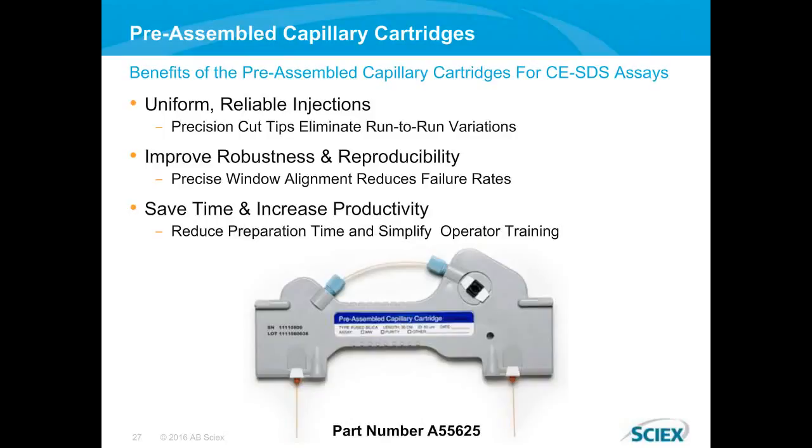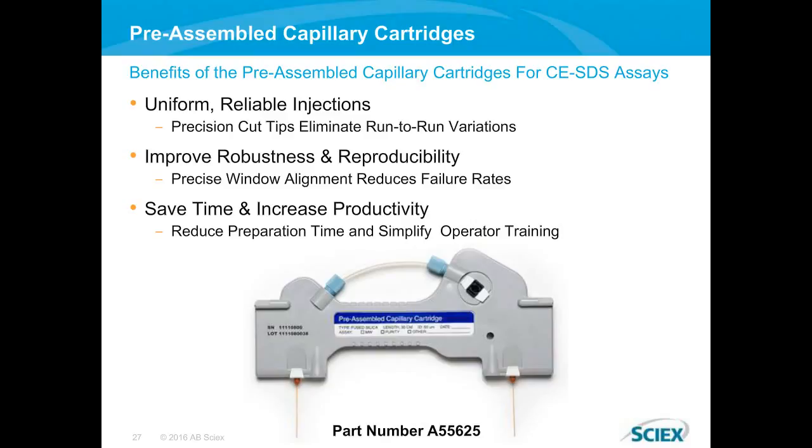I mentioned the pre-assembled capillary cartridges before when we talked about the N-Glycan analysis. We also use them, the same cartridges, for CE-SDS analysis. The nice thing about these pre-assembled capillary cartridges is that they give you uniform, reliable injections every time. They're precision cut. They're actually laser cut so that they eliminate run-to-run variations. If you've had to thread and cut your own capillaries, you know what a big advantage that is.